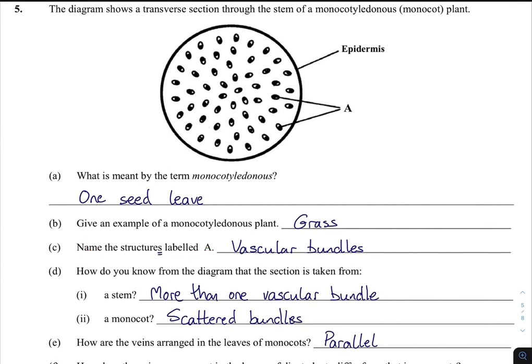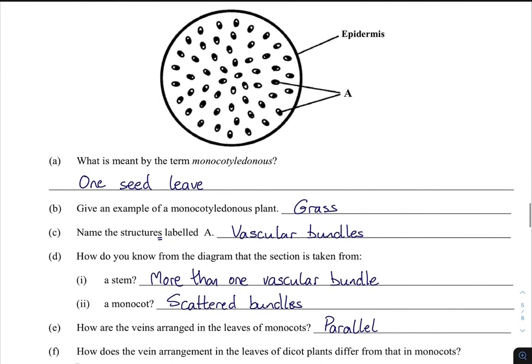Okay, and that's the vascular bundles. Okay, now it says structures. So vascular bundles is fine. If you wanted to say xylem and phloem with that, do, but vascular bundles was what they were looking for. And remember, you're going back to 2014, 2012, you're going to see the mark schemes aren't going to be as detailed. How do you know from the diagram that the section is taken from a stem?